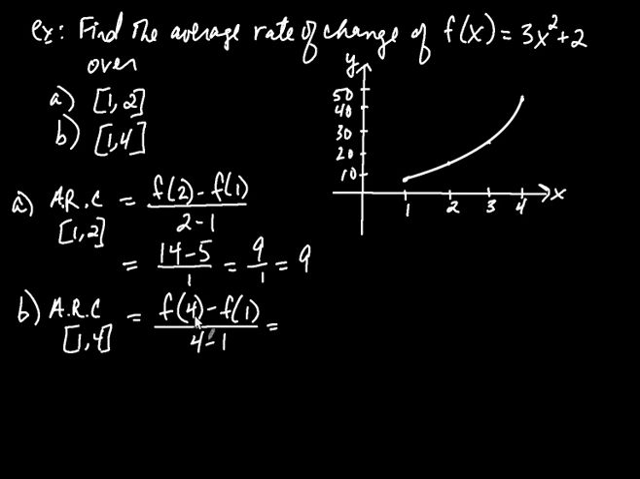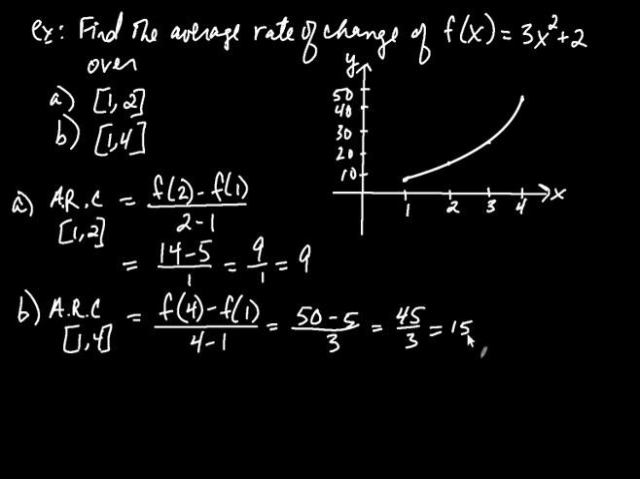And if we plug in 4, what do we get? Well, it's going to be 16 times 3 is 48, plus 2 is 50. Take away f of 1, which we calculated before as 5. And then divided by 4 take away 1, which is 3. So we're looking at 45 divided by 3, which is 15.